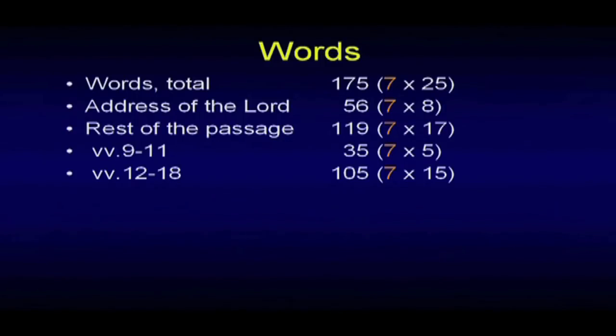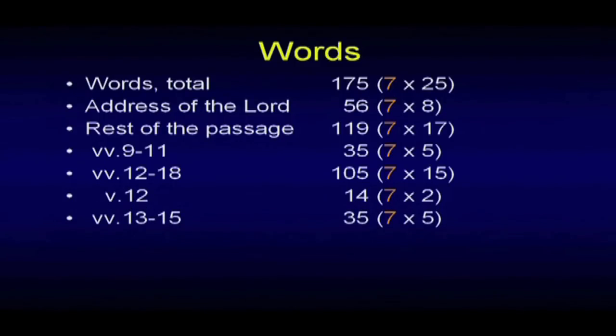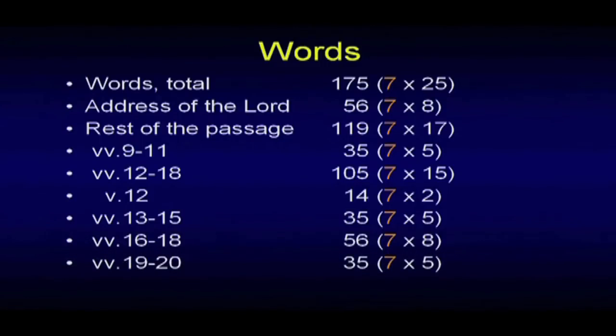12 to 18, multiple of 7 exactly. Verse 12, multiple of 7 exactly. 13 to 15, multiple of 7 exactly. 16 to 18, multiple of 7 exactly. The conclusion, the last two verses, multiple of 7 exactly. Anybody want to speculate that this was just a statistical accident? I don't think so. It gets worse yet.